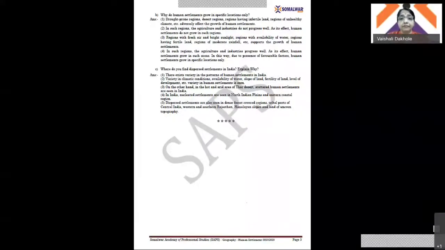Level of development. If the development of that settlement is less, that means people are engaged in primary activities, then the concentration of population will be less. But if the population is engaged in tertiary or secondary activities, that means development of industries, communication, road transport and trade has increased there, then at such places we find more dense human settlement.